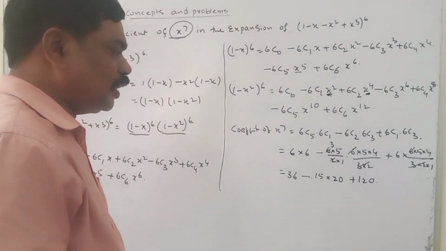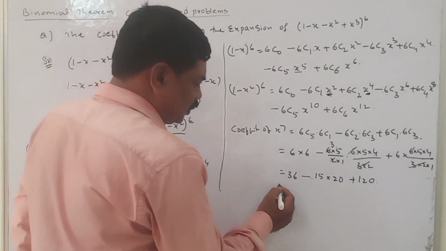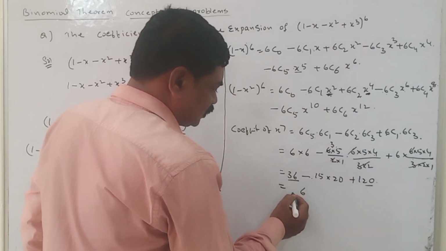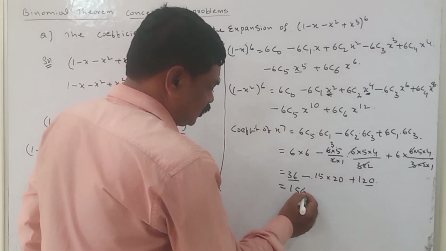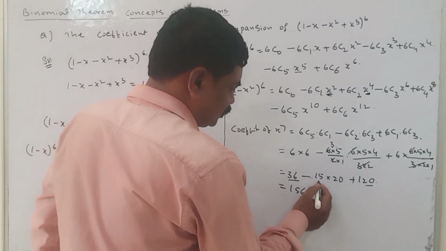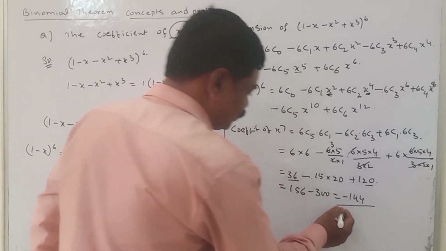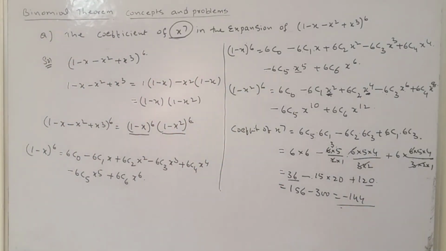Okay, so 36 minus 300 plus 120 gives minus 144, which is the coefficient of x power 7.